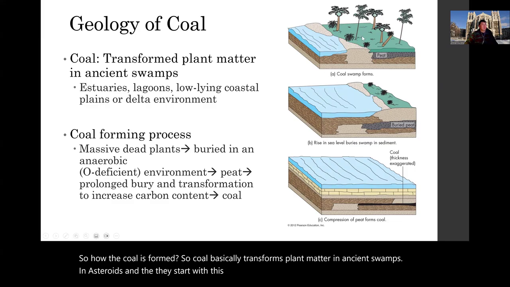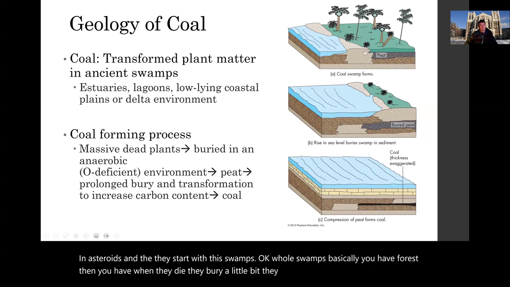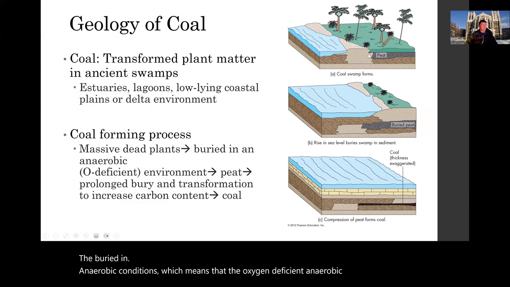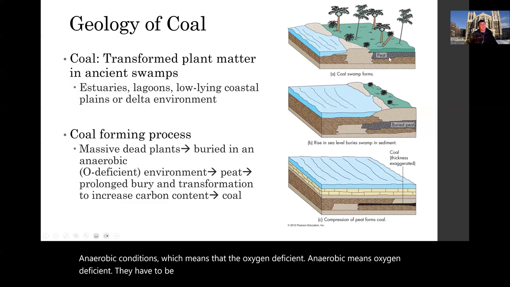Okay, coal swamps. Basically, you have forest. Then when they die, they get buried a little bit. They form peat. Okay, and then to form peat, they have to be buried in anaerobic conditions, which means oxygen deficient. Anaerobic means oxygen deficient. They have to be buried. So therefore, those organic matter is not completely oxidized. So then they are buried and they will form something called peat.